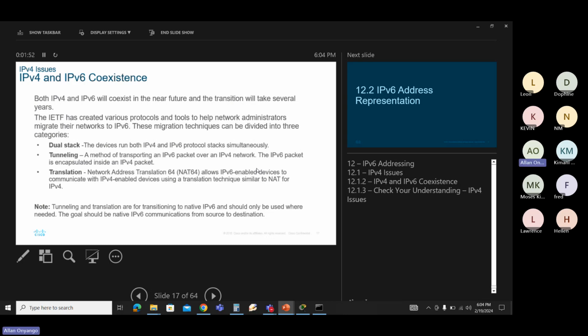In tunneling, we talked about some packets, isn't it? The PDU at layer 3 of the OSI. And we talk about the packets. And so we do have both IPv6 and IPv4 packets. And you saw the packets, isn't it? For IPv4 and IPv6, the one for IPv6 was having very few fields. They had removed more of the fields from IPv4. So tunneling is where you transport IPv6 packets inside IPv4 packets.